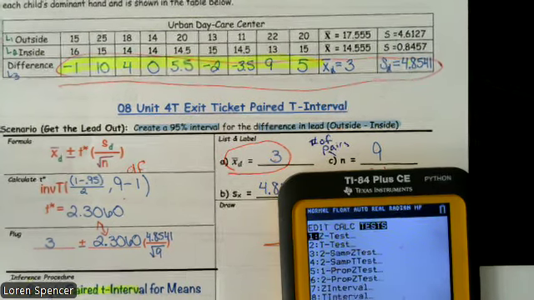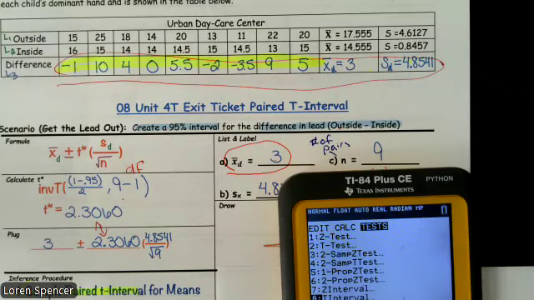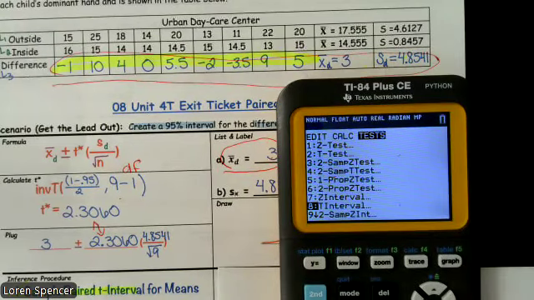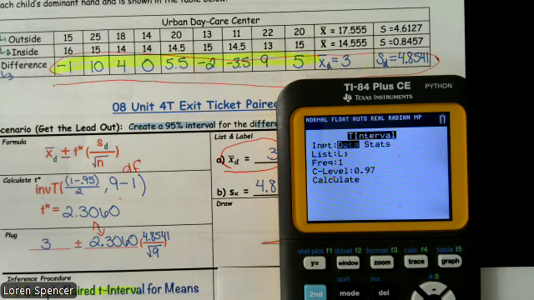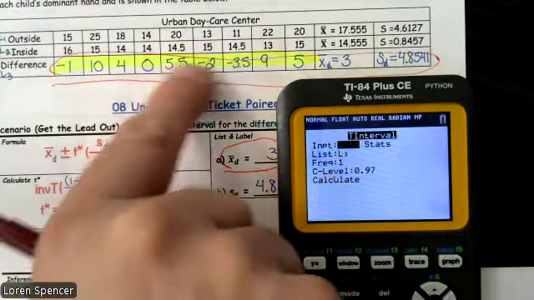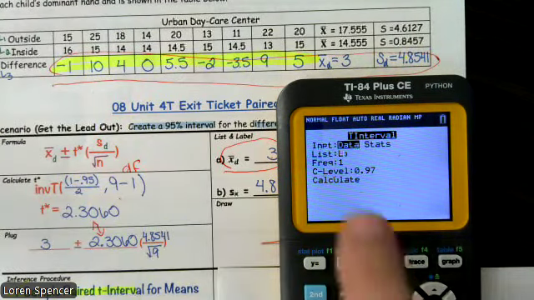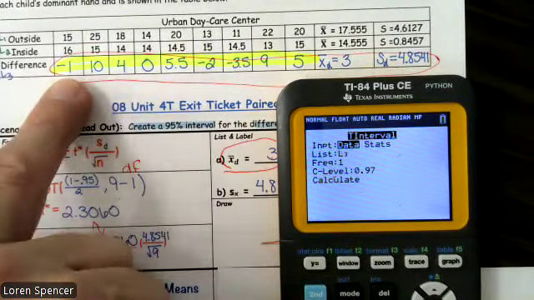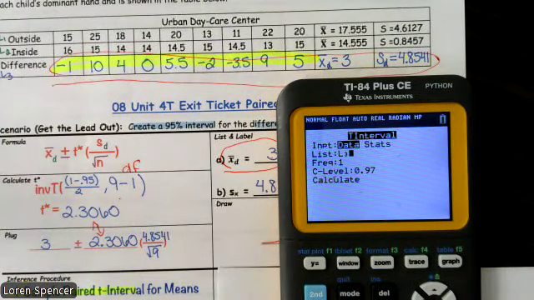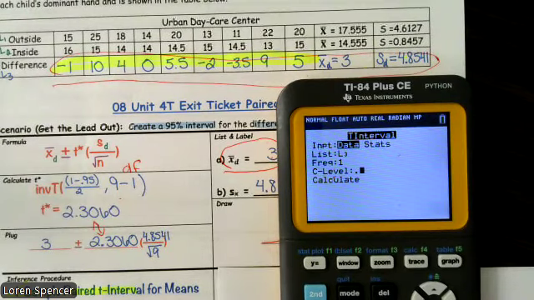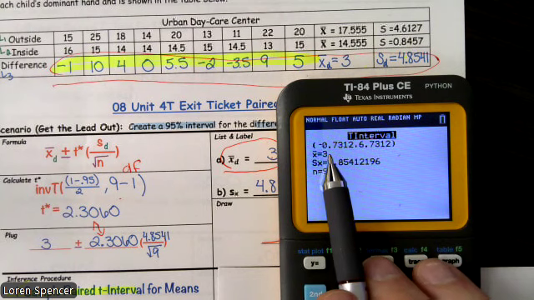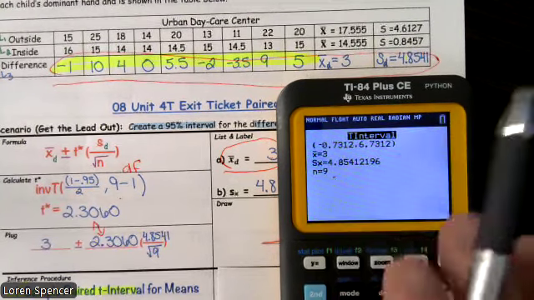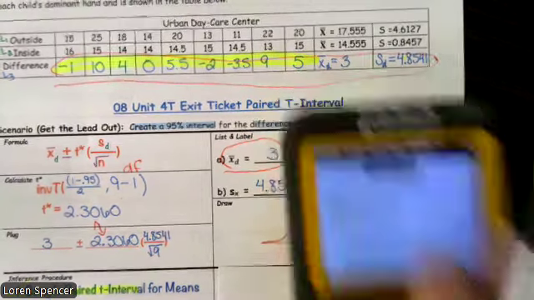Stat test number 8, because we're looking for a t interval, just like we'd run a regular t-test. We have data because we entered all this data into the calculator. The data list that we're interested in is L3, so blue 3, that's the differences. And we want a 95% interval. I end up getting negative 0.7312 to 6.73.